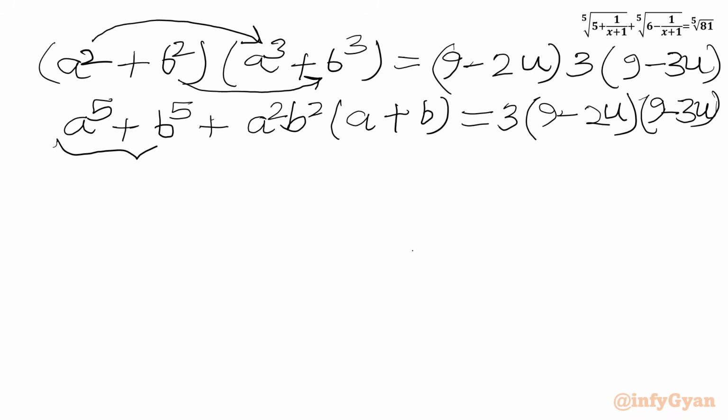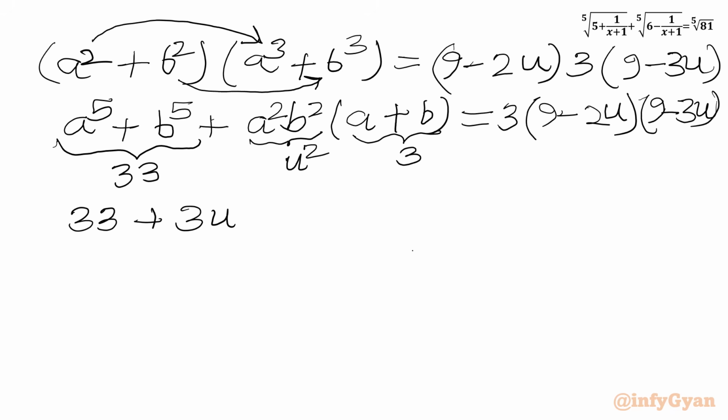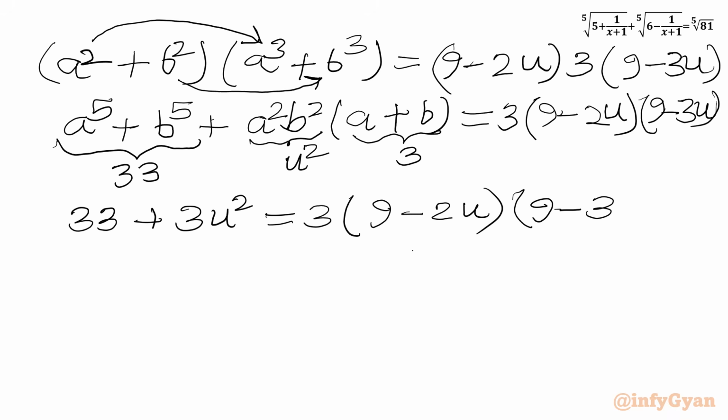Now a⁵ + b⁵. Here we will write 33. a + b is 3 and this is (ab) squared, which we will write as u squared. So LHS will become 33 + 3u² = 3 times (9 − 2u) times (9 − 3u).